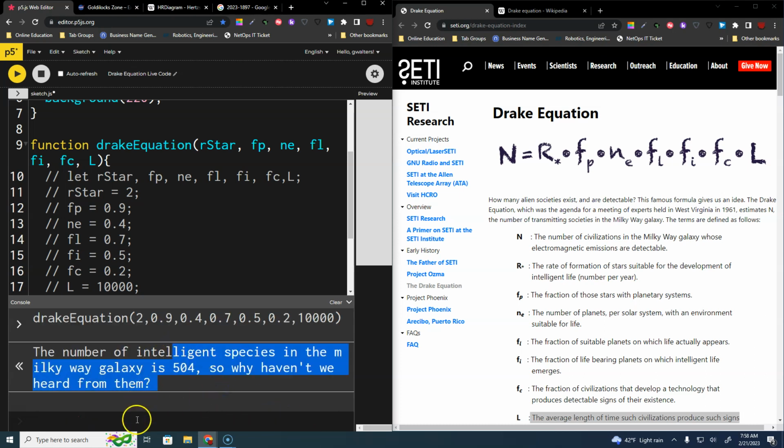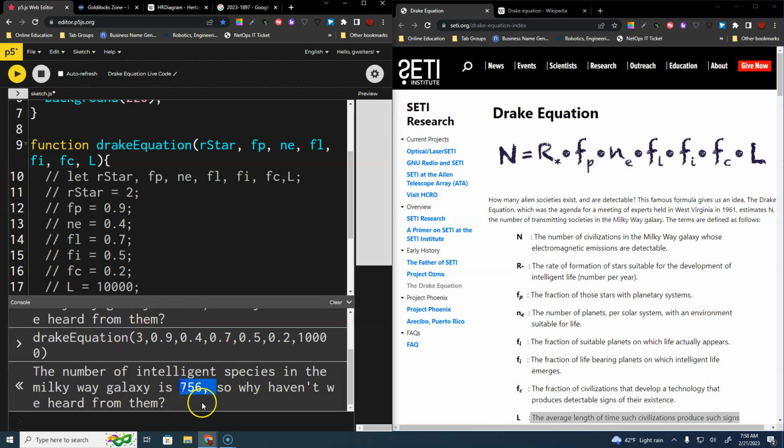It works exactly the same, but now I could say, you know what? What if that was at 3? We formed 3 stars in the Milky Way galaxy. That was the only thing that changed. That went up to 756.